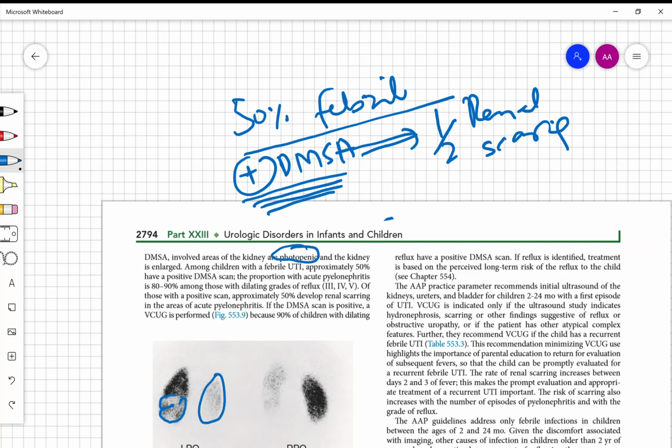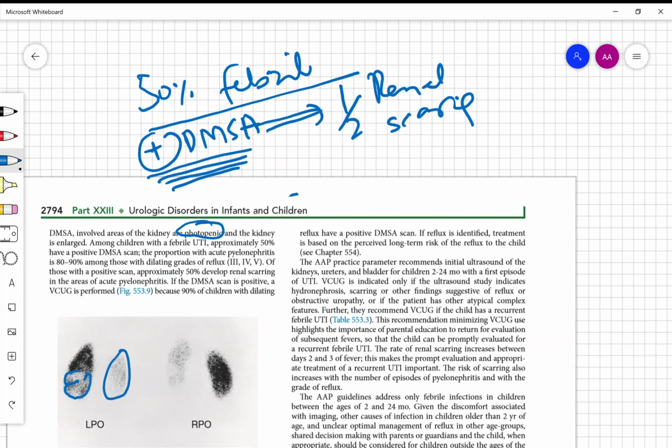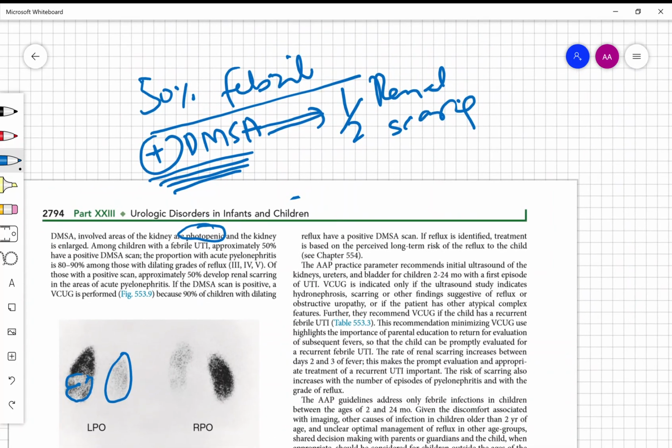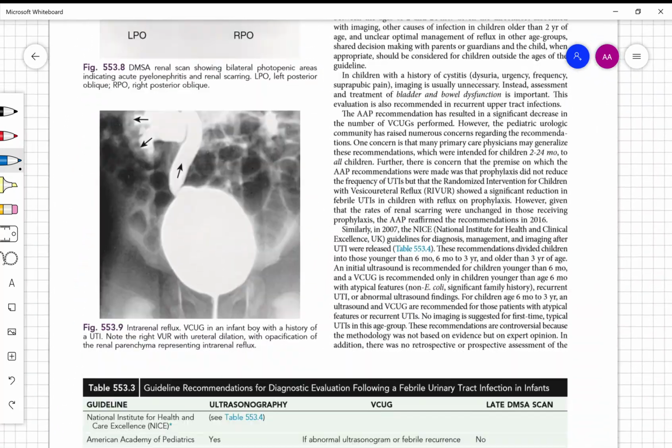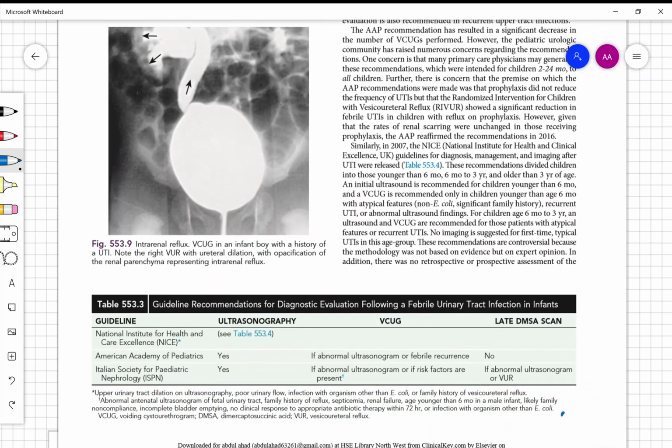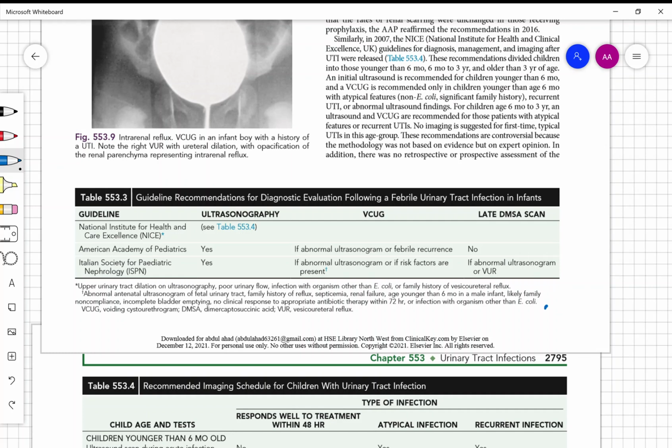And then we say that if DMSA is positive, 90% of the time there is a chance that there will be VUR, and that's why it warrants that a VCUG should be done. So these are the two approaches, but we will be discussing the guideline and the recommendation for febrile UTI.